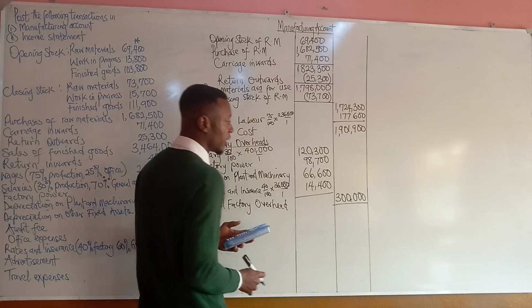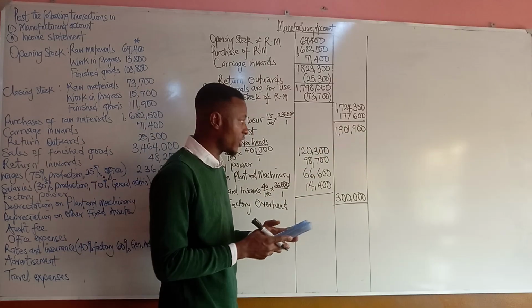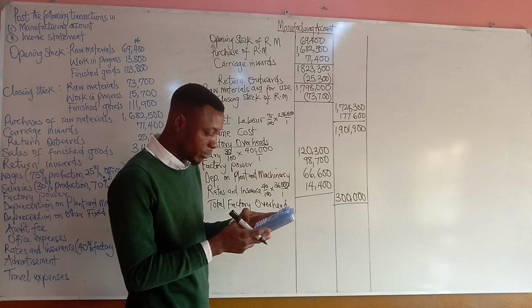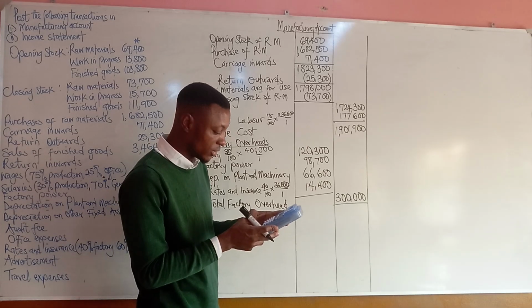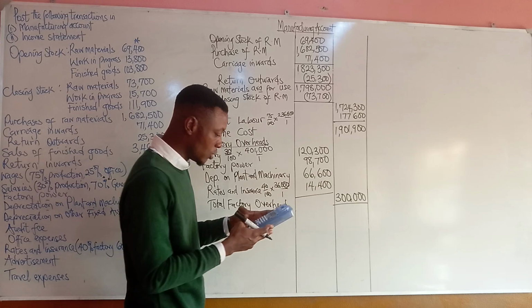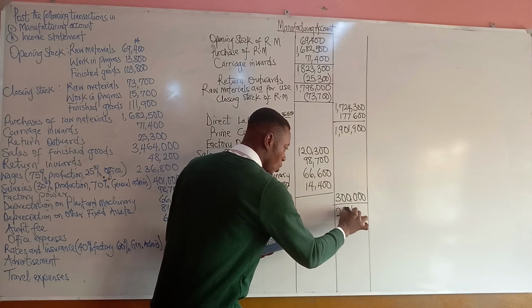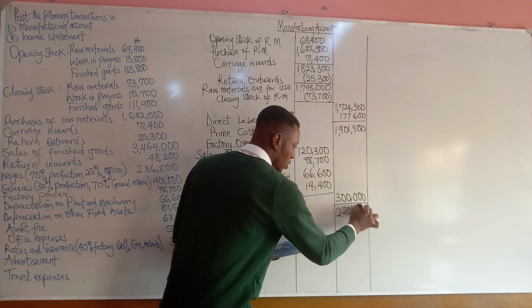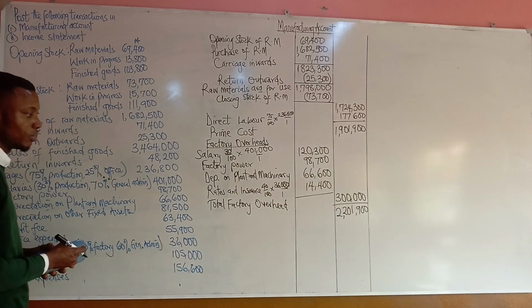Now, in my 300,000, I'm going to add it to 1,901,900, which gives me 2,201,900.